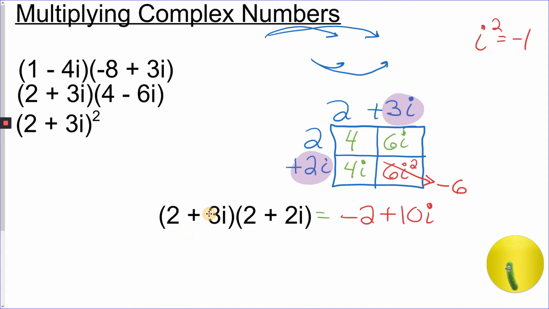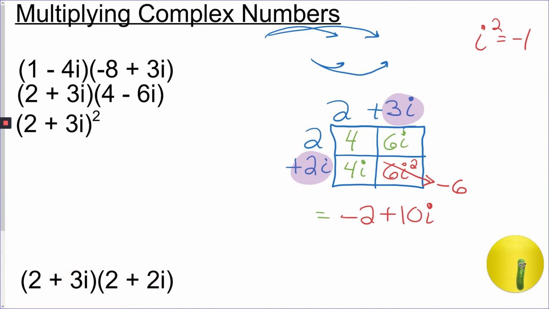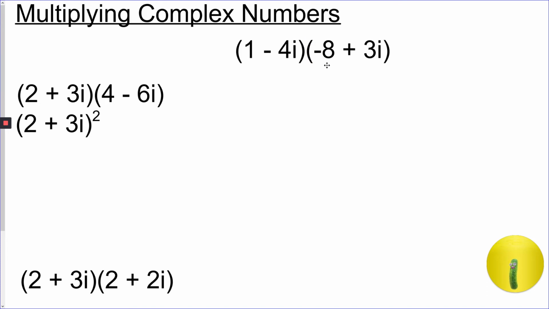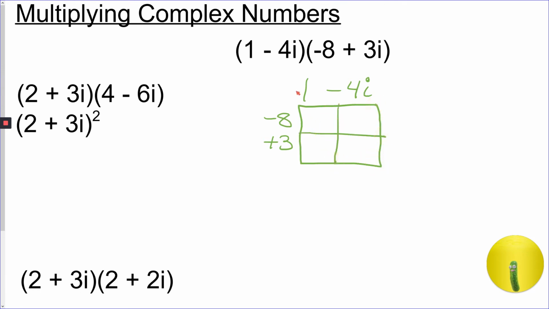Let's try another one. Here's our next problem. Our next problem is going to be our 1 minus 4i times negative 8 plus 3i. I'm going to show you how to do it. Again, I like my box method. It doesn't matter which one goes on the top. It doesn't matter which one goes down the side. We're going to create our box. 1 times negative 8 is negative 8. This one becomes positive 32i.